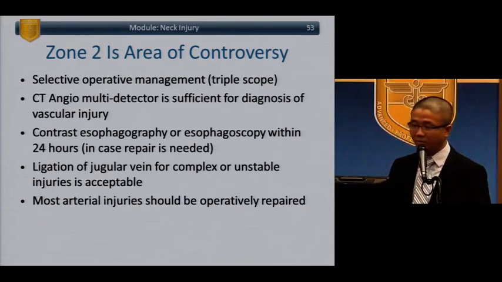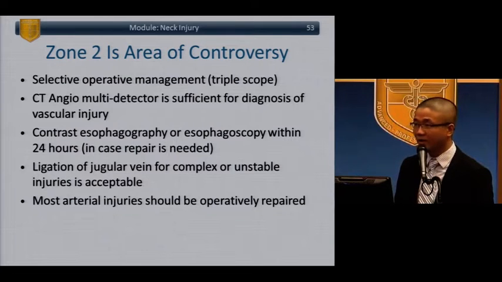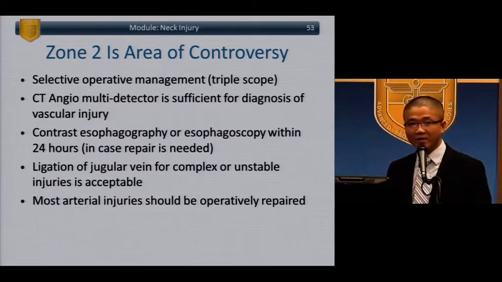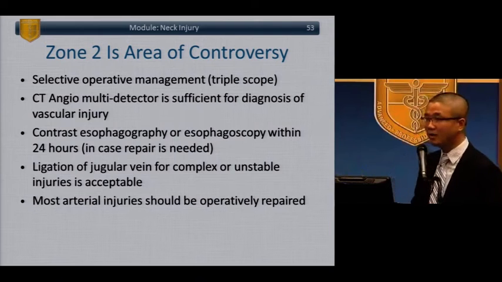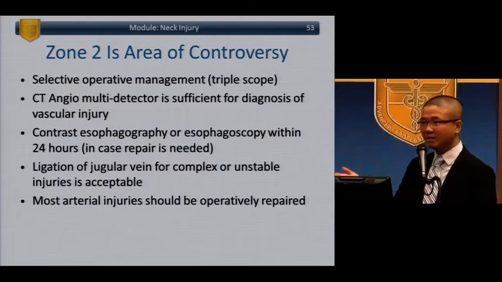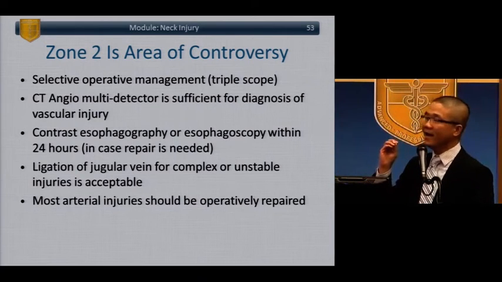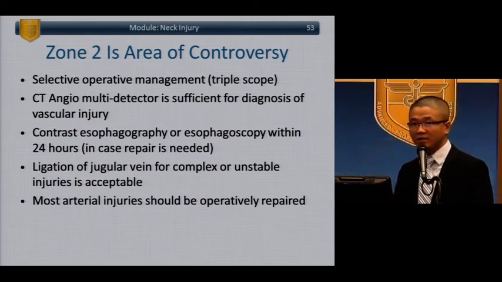I want to bring up some other points. Zone 2 is an area of controversy. We talked about how most people are now doing selective management. If you don't explore the patient, that doesn't mean you don't go looking for things. So if the answer choices have pan endoscopy as an option, and you also had neck exploration as an option, I would select pan endoscopy in that situation.